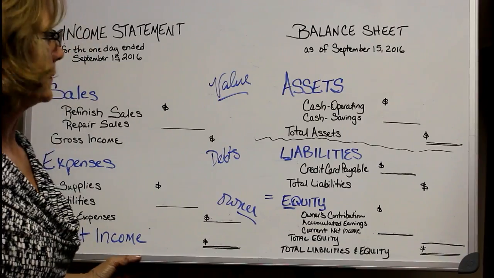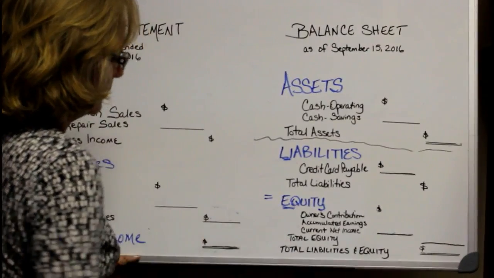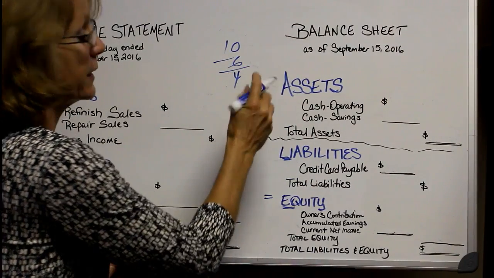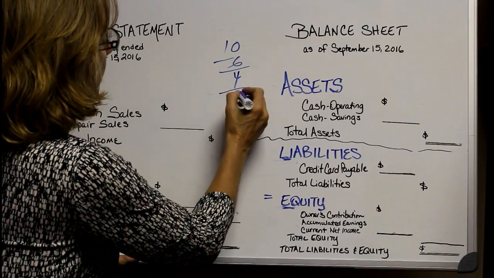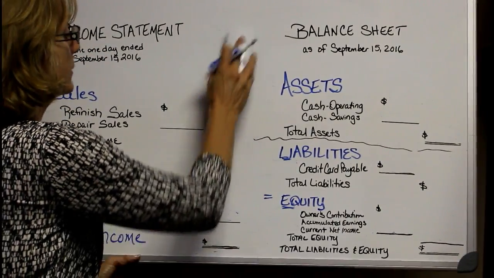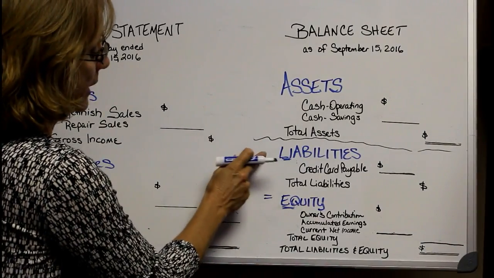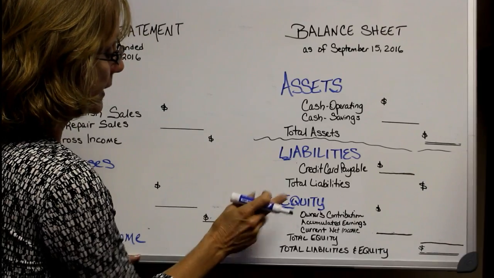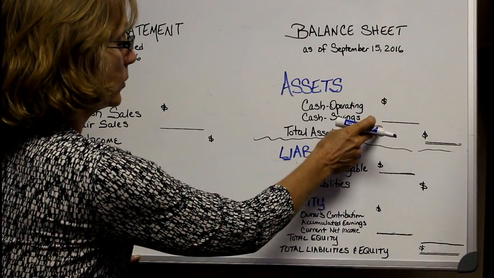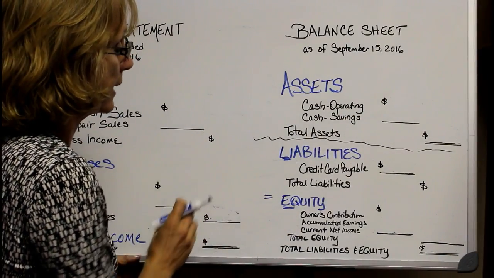All right, now I want to show you something to help you see this. It's simple math. If we have 10 minus 6 equals 4 and we want to check our answer, we add 6 and 4, right? Boom, we know we're right, we're in balance. Well, the balance sheet works exactly the same. Assets minus liabilities equal equity, therefore liabilities plus equity must always equal assets. That's how we know that we haven't made a mistake and we are in balance.